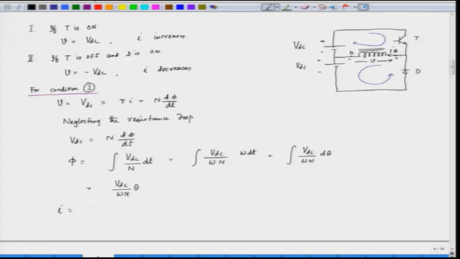And what about the current? The current is nothing but N φ by inductance. So, the current can be obtained as N VDC θ divided by omega N, and N and N will be cancelled. So, it is VDC θ by omega L here. So, this is VDC into θ by omega L. This is an equation which gives the current in the winding.